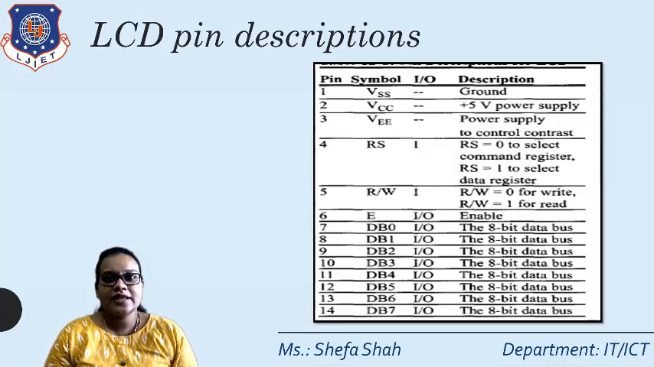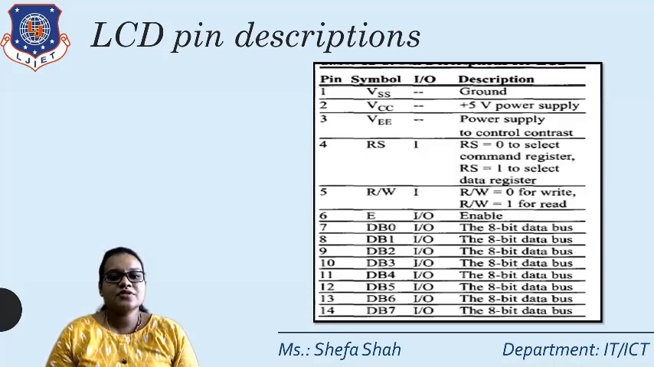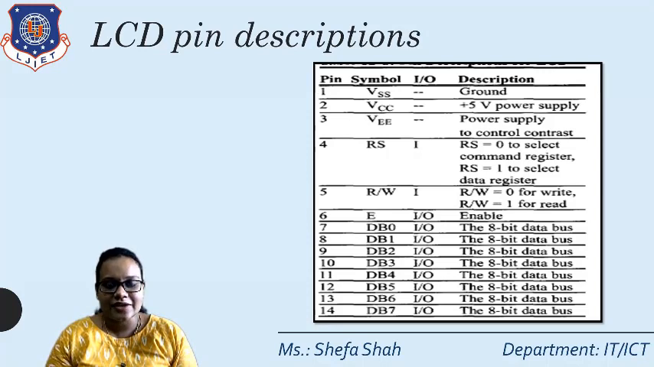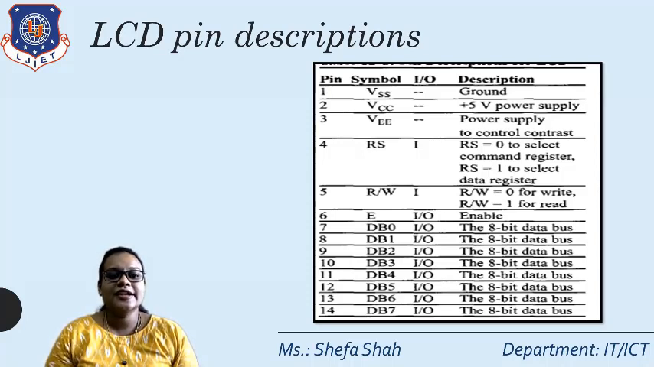Then the sixth pin, that is the E pin, which is used to enable the LCD. And from pin number 7 to pin number 14, it stands for DB0 to DB7. That is the data register where we can load the data which we need to display on the LCD screen. As you can see, these pins from DB0 to DB7 are 8-bit pins, so 8-bit data can be sent simultaneously to the LCD. So this is the 8-bit data bus.